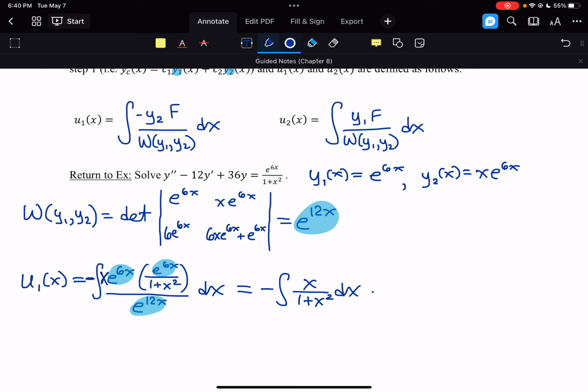And this is something we can integrate using u substitution. So let u be 1 plus x squared. du would be 2x dx. So divide, get a factor of 1/2. So we get a negative 1/2. The antiderivative will be the natural log of 1 plus x squared. That's our value for the integral.